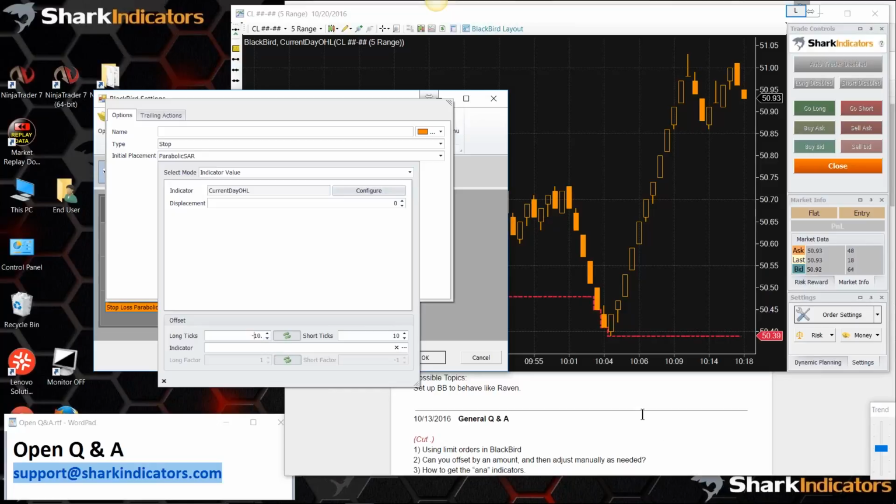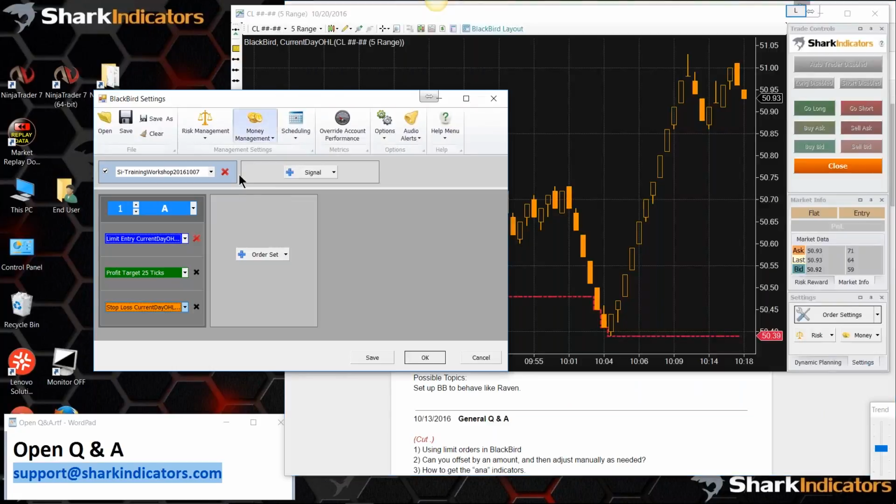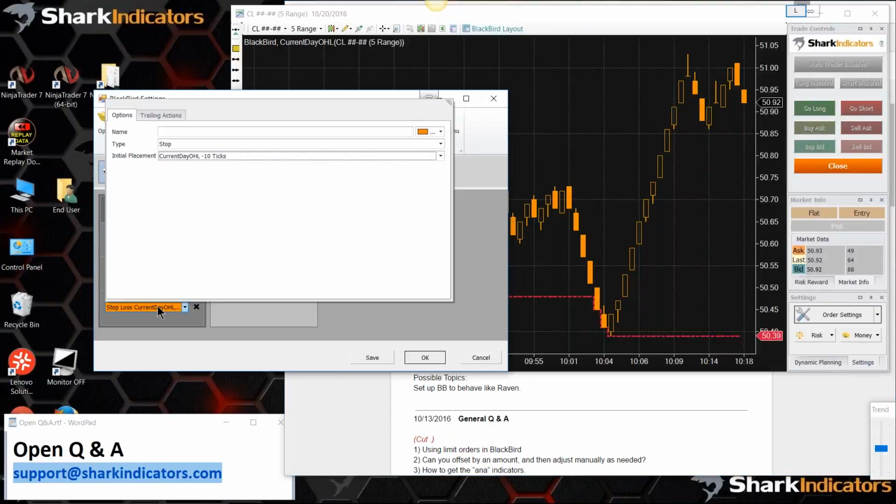All right, so if we go back to the rules here, we're going to place a stop 10 ticks beyond the previous high or low. So in our case, we're going to set it 10 ticks beyond the low, there.